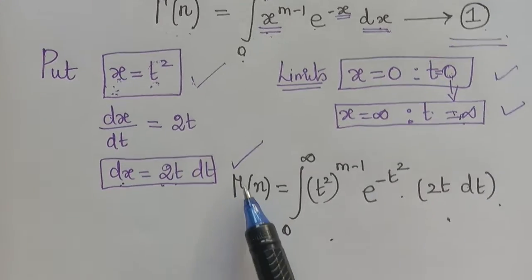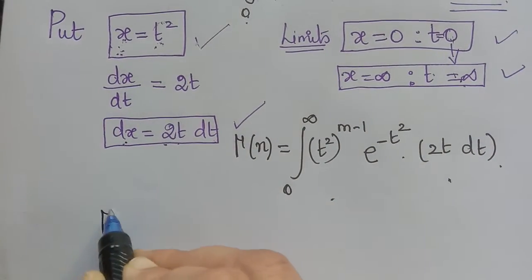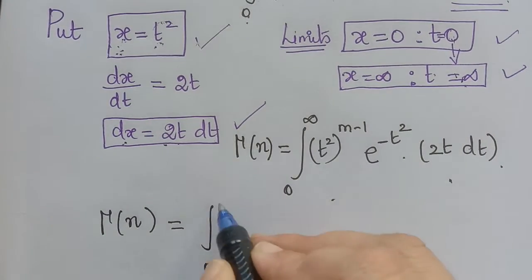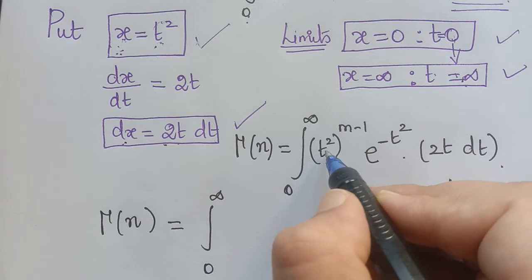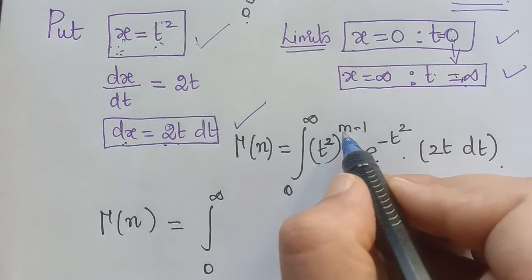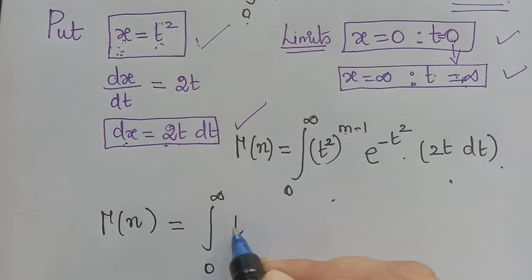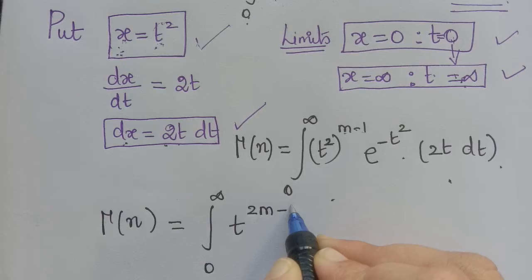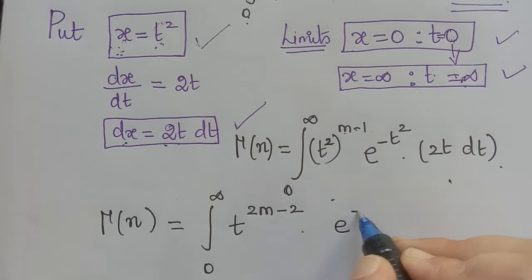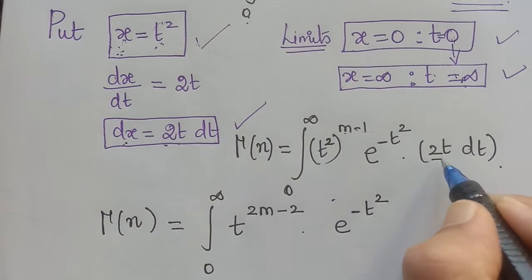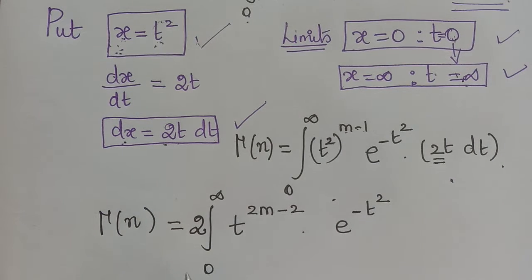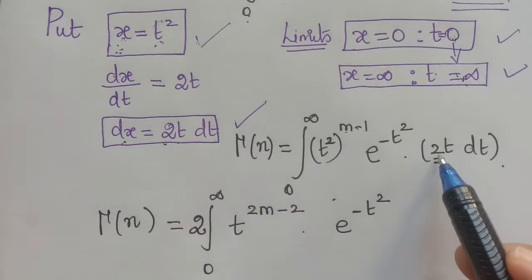Now let us simplify this to get a proper form. So gamma of n will be equal to integral 0 to infinity. Now this can be written as, this 2 will be multiplied with m minus 1 and it will become 2m minus 2. So t to the power 2m minus 2, and then multiplied with e to the power negative t square. We have this 2, which is a constant, which we can write out of the integral. So I am putting it outside the integral because it is independent of t.